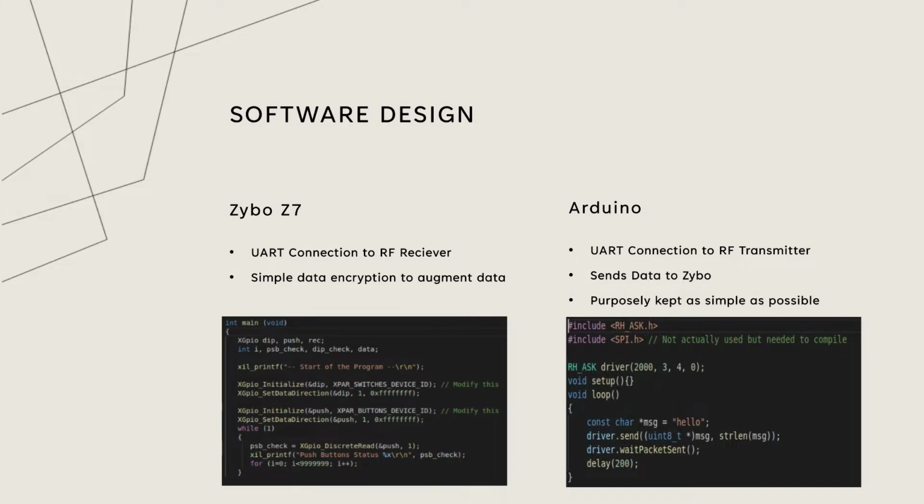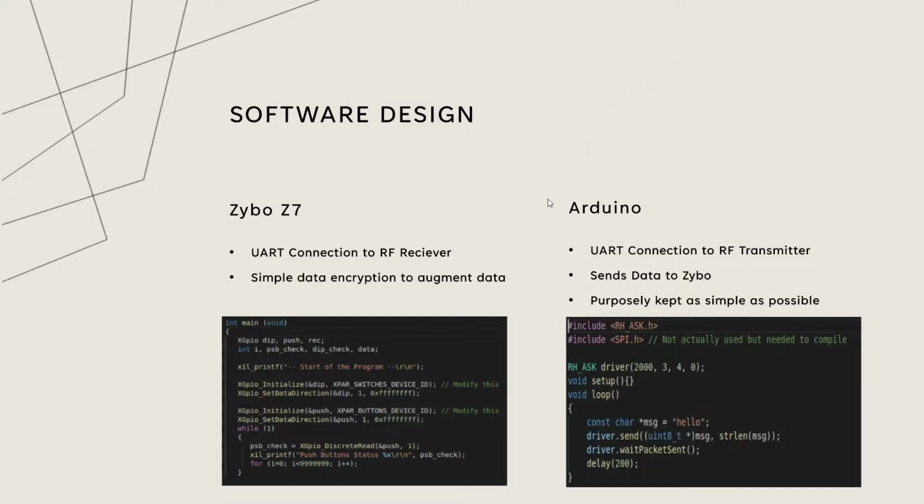So for software design, we actually have two separate parts. For the Arduino side, we have a relatively simple UART connection that we are just going to be sending the letter A across the connection repeatedly. The code shown below actually sends the message hello, but we are just repeatedly sending the letter A, so that way we can easily interface and have predictable data every single time.